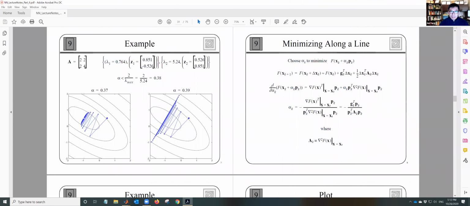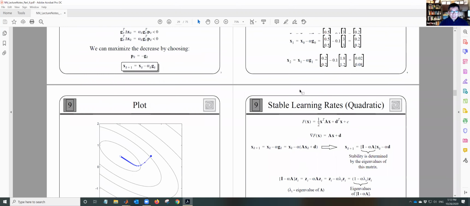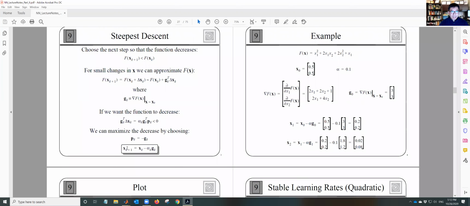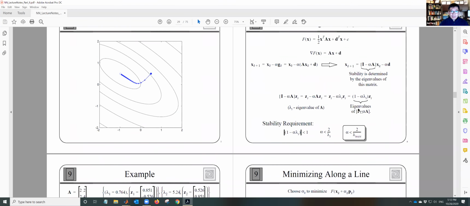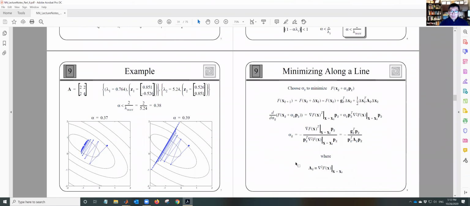Now let's have a look at the learning rule. There are different kinds of learning rules. This is only one of them: xk plus 1 equals xk minus alpha k gk. This is the traditional steepest descent. Now we can talk about different variations of the steepest descent. The next one is called minimization along a line.